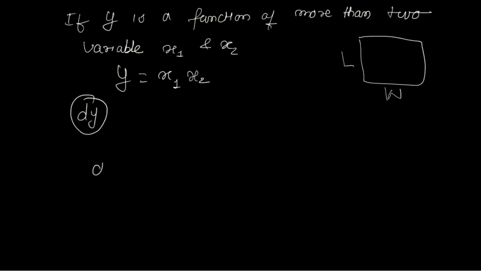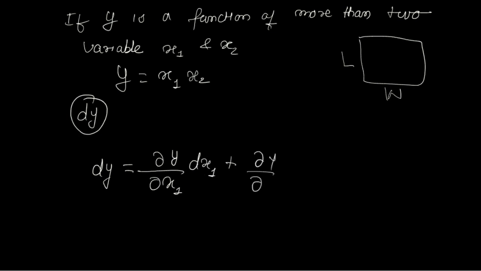That is given by dy equals dou y by dou x1 dx1 plus dou y by dou x2 dx2 plus up to dou y by dou xn dxn. So it is a generalized function. If you have n number of variables, x1, x2, up to xn, in this way you will get the error propagated in dy. In a similar way to how we derived dy, you can also derive this function.